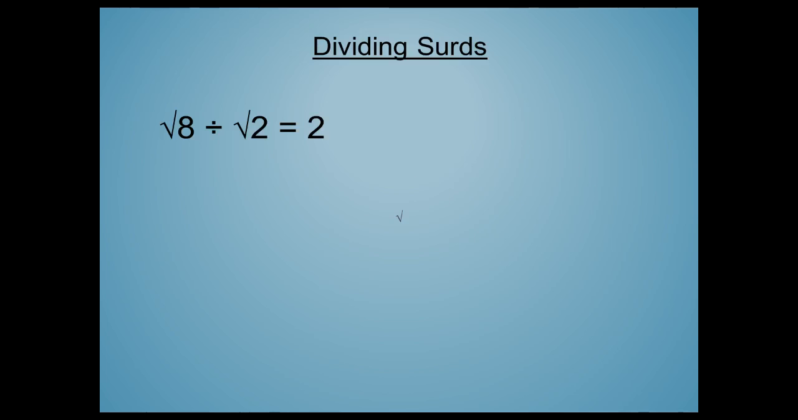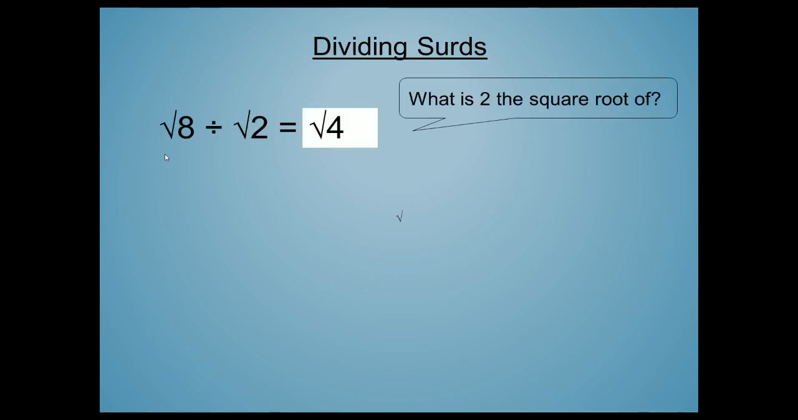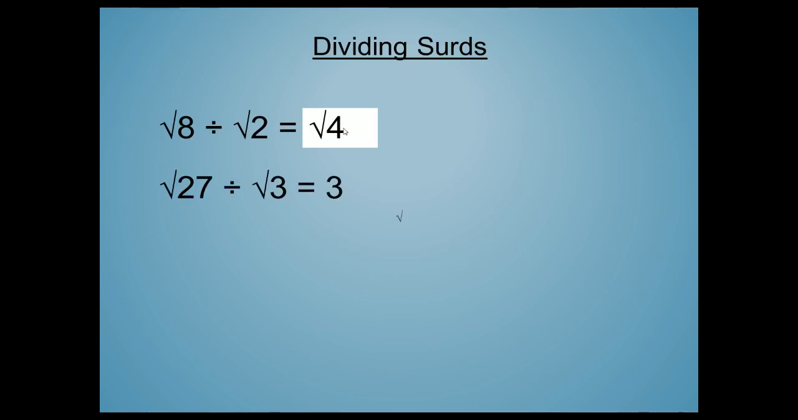So the square root of 8 divided by the square root of 2, if you put it into your calculator, you will get 2. But the reason is because you get the square root of 8 divided by 2, which is the square root of 4, which is then 2. 27 divided by 3 gives you 9, and the square root of 9 is then 3.